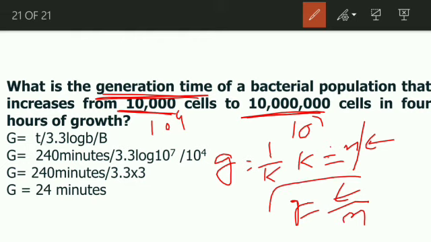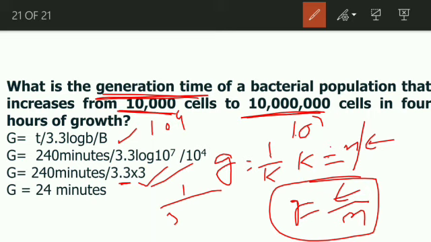By using this formula, we simply incorporate the values by subtracting 10 to the power of 4 from 10 to the power of 7. You will get 10 power 3. You will get 3 here, 3 here, and you multiply 1 by 0.3010, which is 3.3. Here 240 minutes means 4 hours. So finally the generation time is 24 minutes.